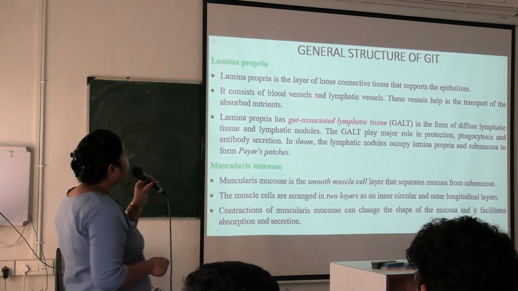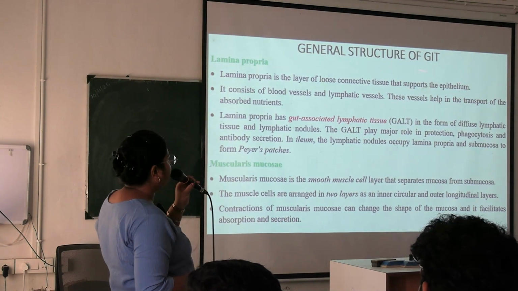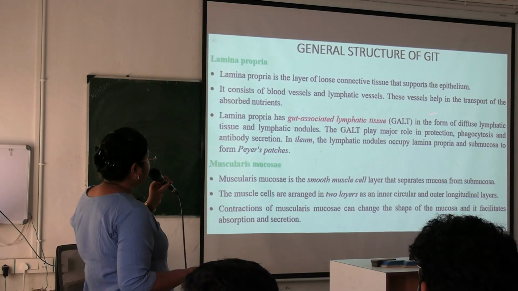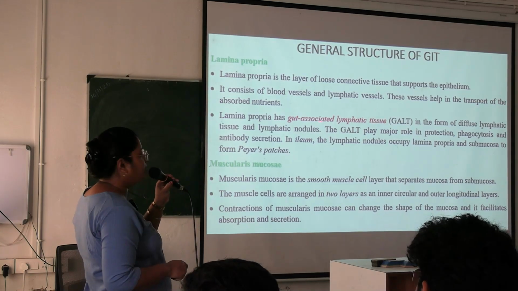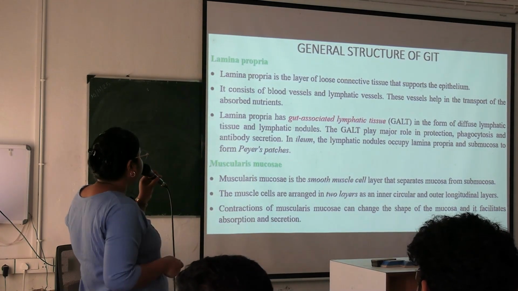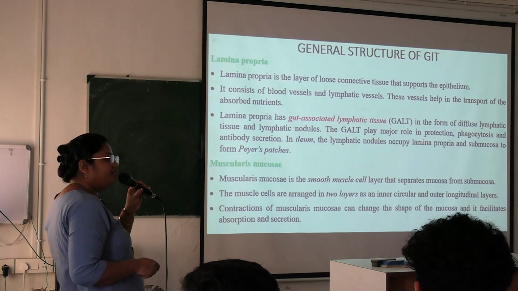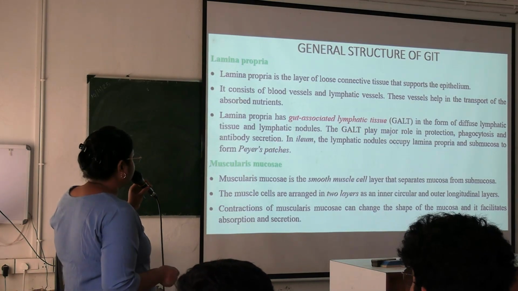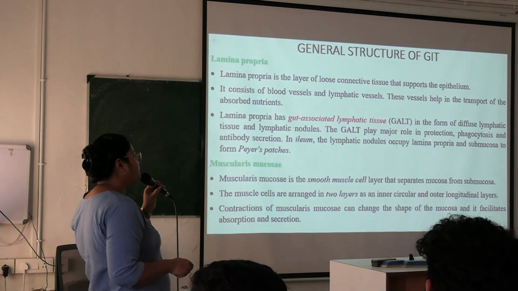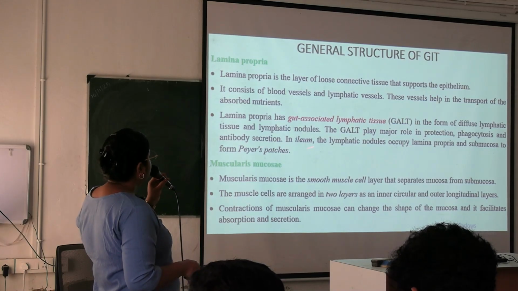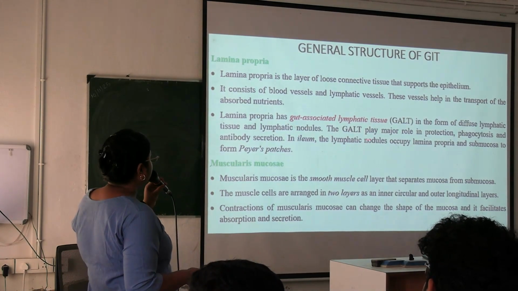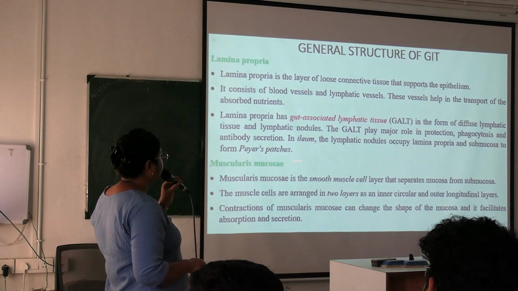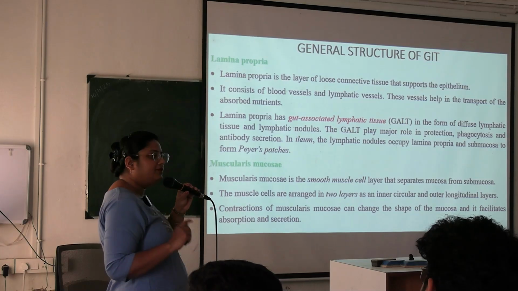The lamina propria is the layer of loose connective tissue that supports the epithelium, and it consists of blood vessels and lymphatic vessels, which help in the transport of the absorbed nutrients. The lamina propria has GALT, gut associated lymphatic tissue, in the form of diffuse lymphatic tissue and lymphatic nodules. GALT plays a major role in protection, phagocytosis and antibody secretion. In the ileum, the lymphatic nodules occupy the lamina propria and some of the submucosa to form the Peyer's patches. This is an important feature of the ileum.